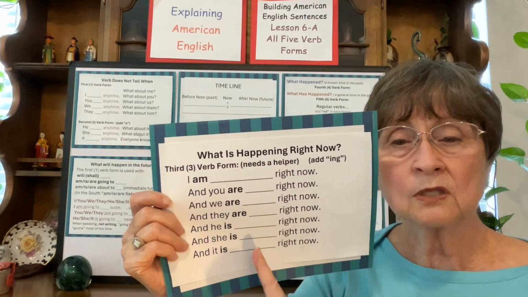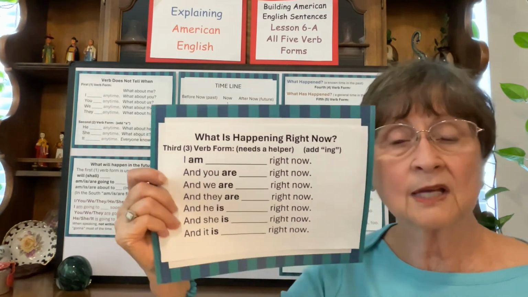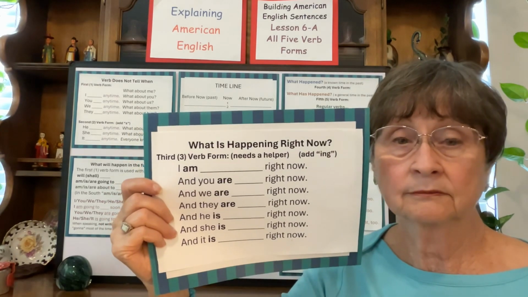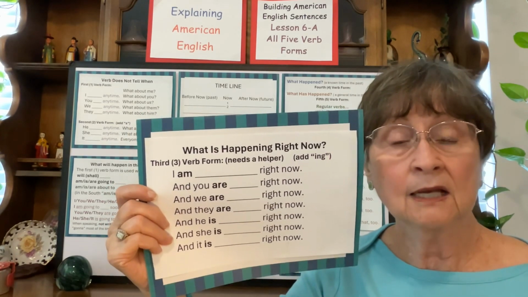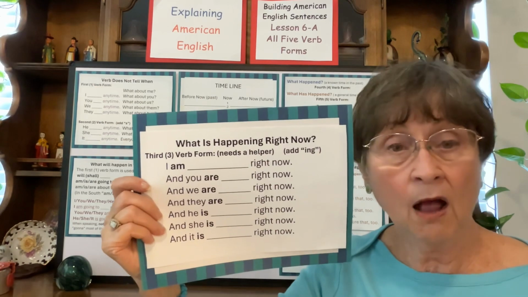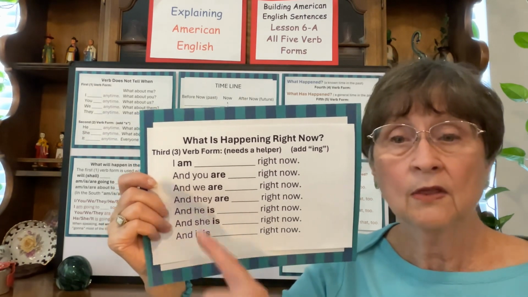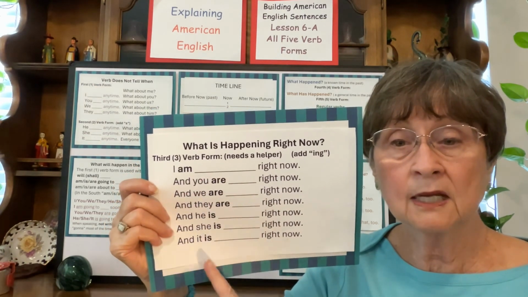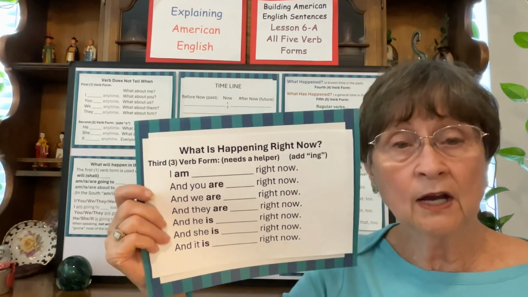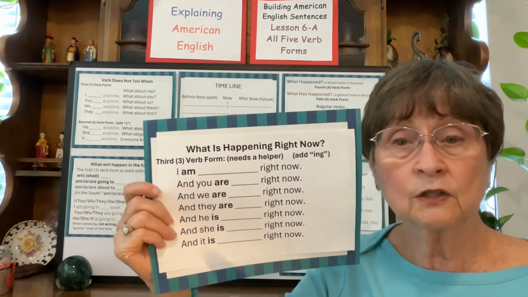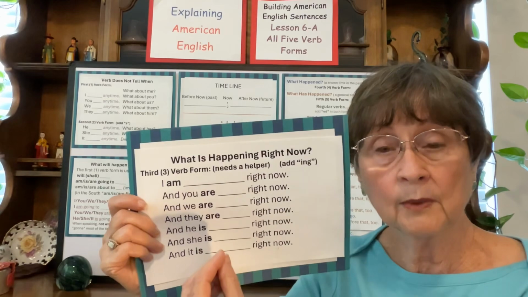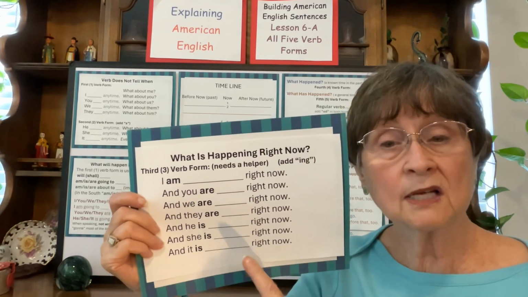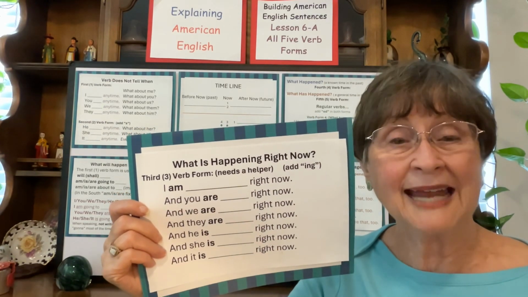Many students want to leave out the helper. They want to say, I eating right now. But eating, if it doesn't have a helper, is not the verb. So this am and are and is, these are very, very important in English if you're talking about the verb right now.